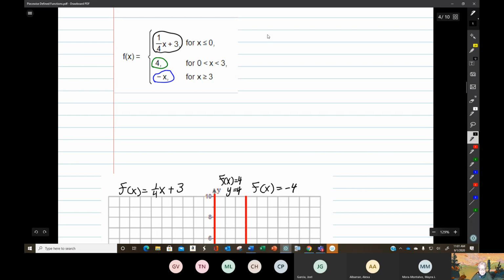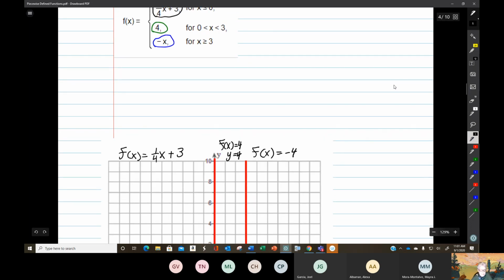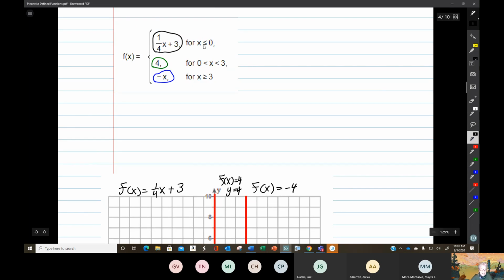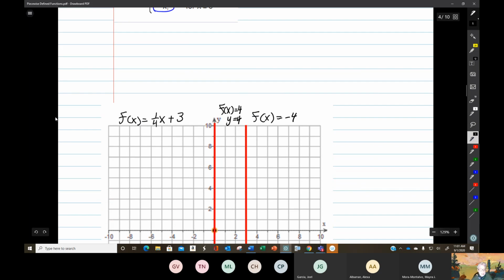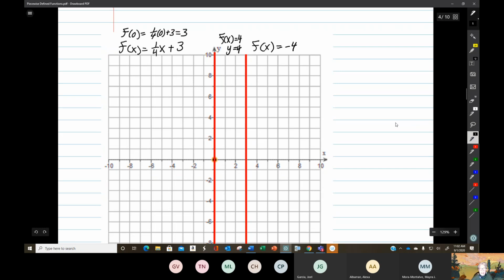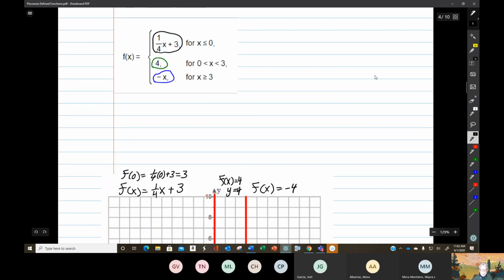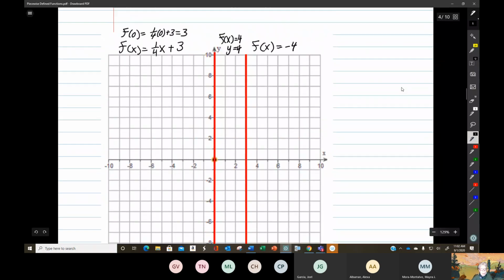I need to find 2 points that will let me draw this line. So for sure, I have to let x equal 0, and I'll even have a solid point there. So f of 0 is going to equal 1/4 times 0 plus 3, which will be 3. So if x is 0, then since x is allowed to equal 0 up here, I'll put a solid dot at 3.